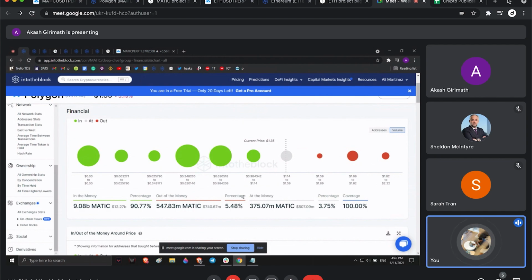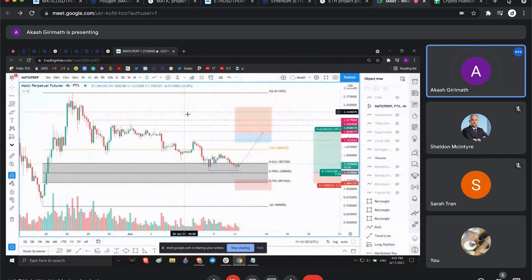Basically, right now, where it's currently trading, you can see that gray circle right there, which tells you that it's between 1.14 and 1.69. So a close above or below those two levels will, for me, confirm or deny the bullish outlook. Yeah, that could work.